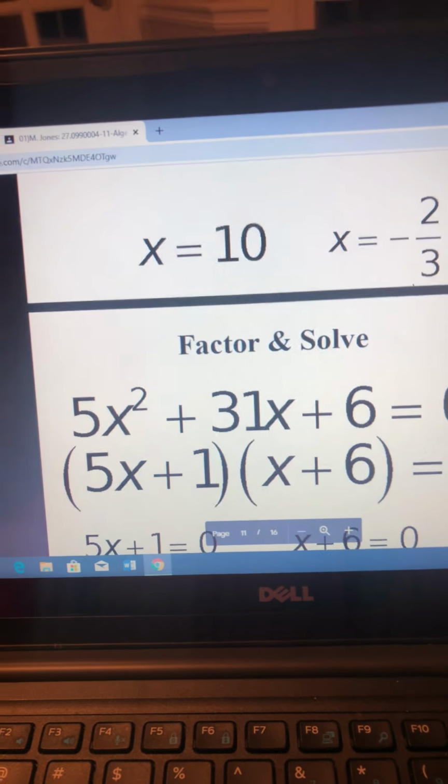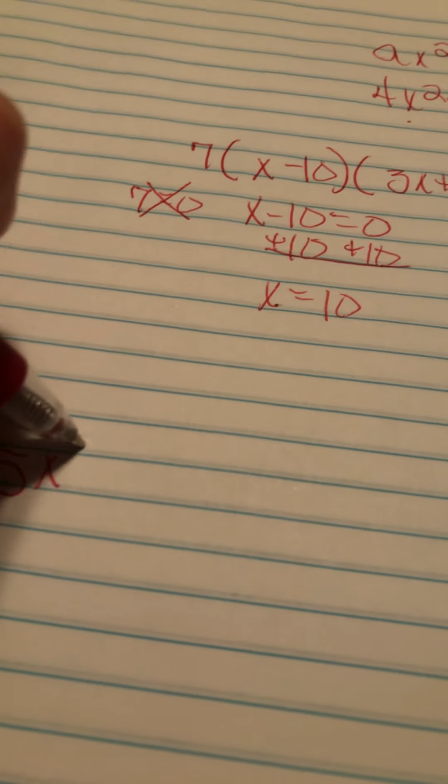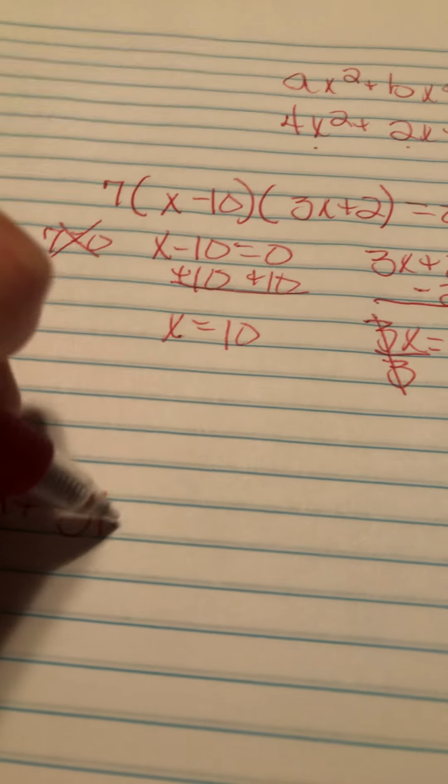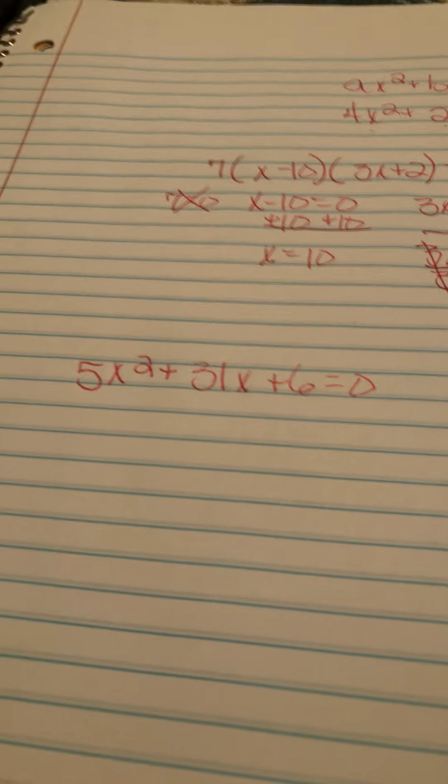Now this one, we have 5x squared plus 31x plus 6, so 5x squared plus 31x plus 6 equals 0. The first thing I would do is set up my x, and we're going to multiply a times c up here, which is 5 times 6, which is 30. And then below, we're going to put b, which is 31.